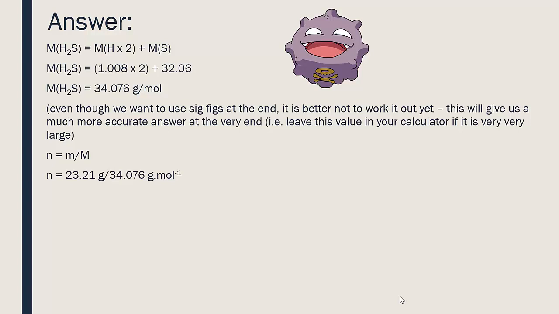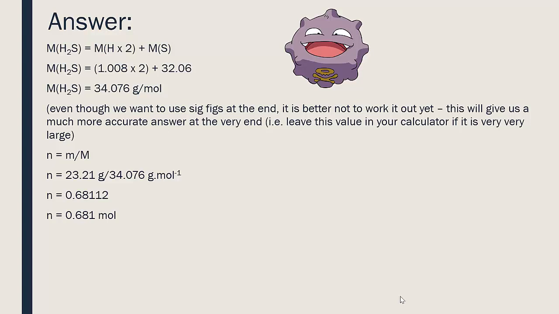So finding number of moles, it's going to be 23.21 grams, which was the mass that we wanted, divided by the molar mass, which gives us 0.68112. We round that to 3 significant figures, which gives us 0.681 moles.